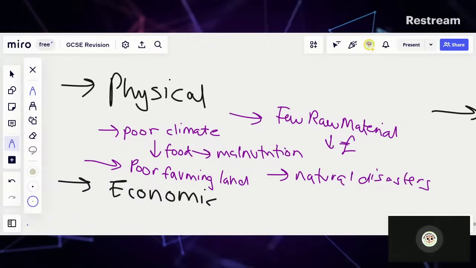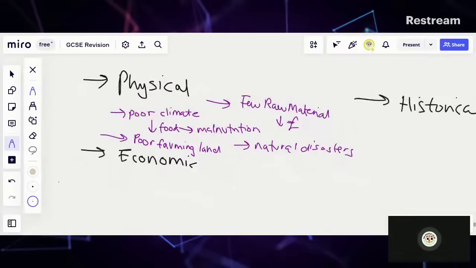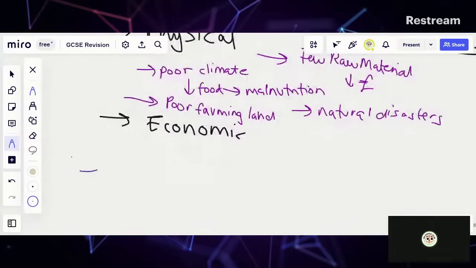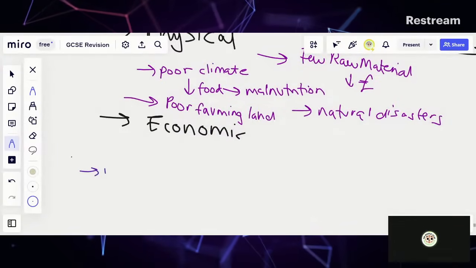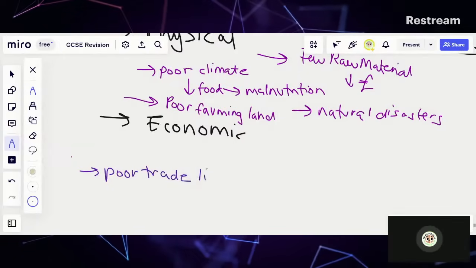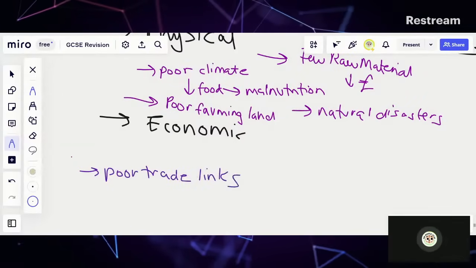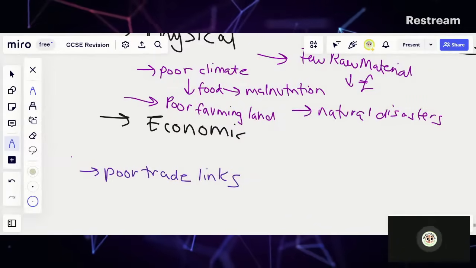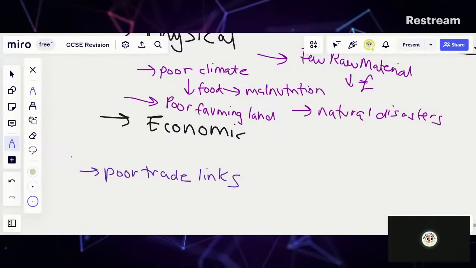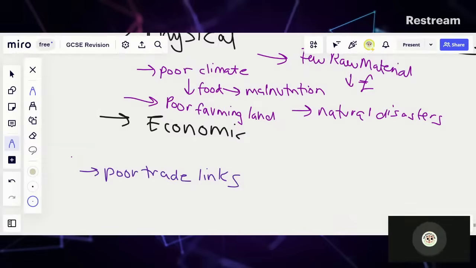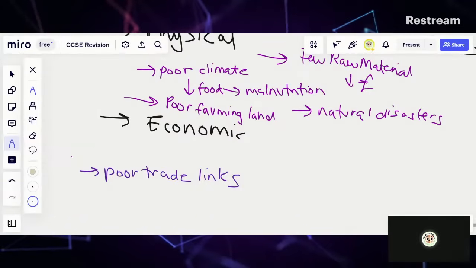Now let's look at economic factors that cause uneven development. So economic factors include things like poor trade links. Trade is just the exchange of goods. And what this means is that world trade patterns, so countries that trade with other countries, tend to influence a country's economy and so affect its level of development. So if a country has really poor trade links, then it won't really make lots of money and it won't really get lots of things as well.